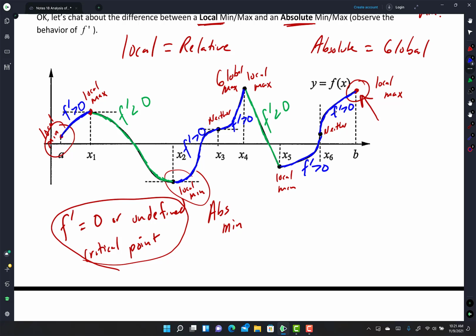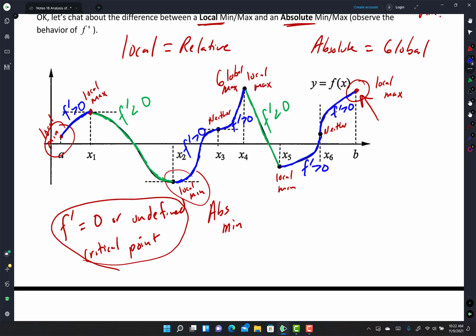What do you observe? Are there any inferences to be made? Let's look at this together. We're going to read it left to right. F prime was positive, F prime was negative. I have a local max. And then look at x2. F prime was negative, F prime is positive. I have a local min. So whenever the F prime changes sign.